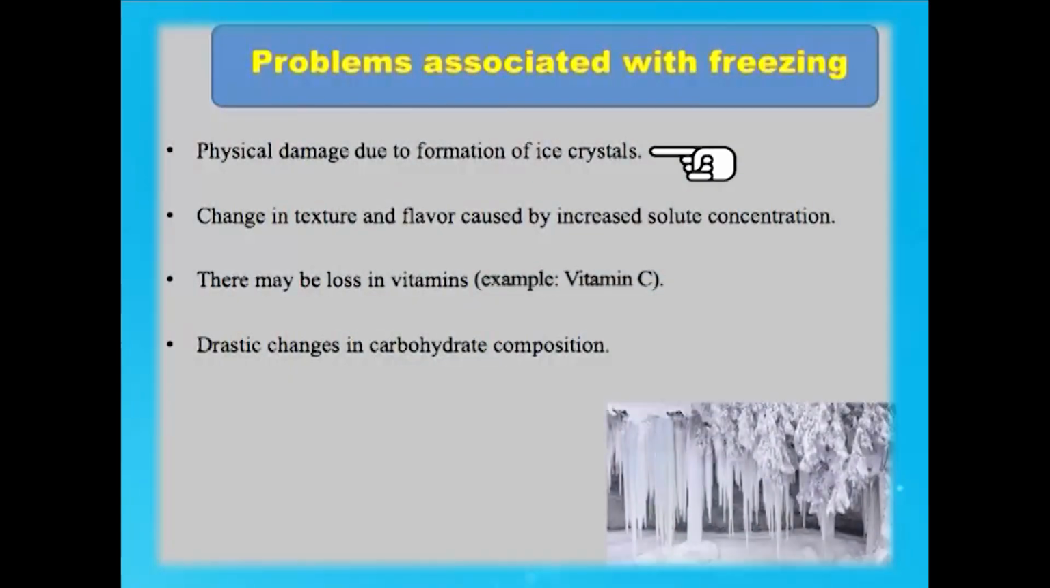Whatever the freezing technique is, whether it's a plate freezing technique or a cryogenic technique, whatever it is, it has some problems. Now the problems of freezing are as follows. There's physical damage to the cell because there's always a formation of ice crystals inside the food product. There's a change in texture and flavor because of the increased concentration of the solute inside the food. There may be a loss of vitamins, and also there is a drastic change in the carbohydrate composition.